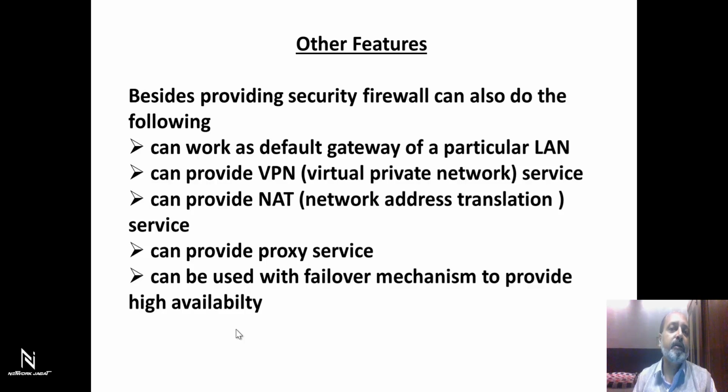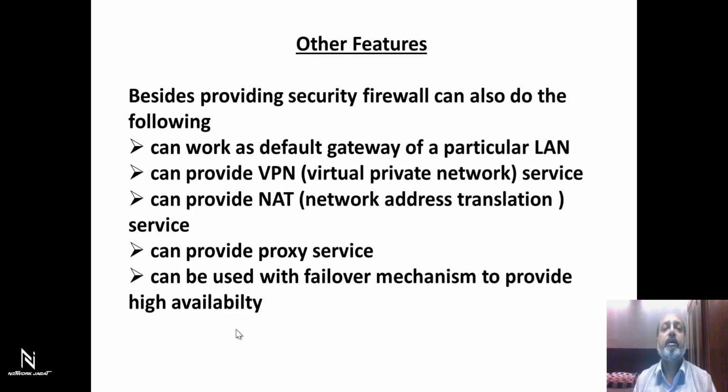So till now we have discussed that firewall is primarily a filtering device which filters the traffic that passes through it. Apart from that, it also has certain features. It can work as a default gateway of a particular LAN. If you are putting it in the router mode, then definitely it is a default gateway for that network. It can provide VPN service. We'll learn how to configure the site-to-site VPN using the Cisco ASA firewalls.